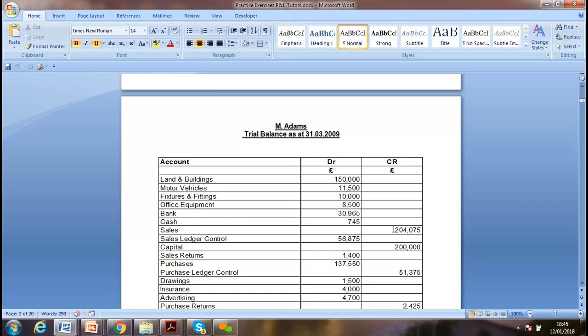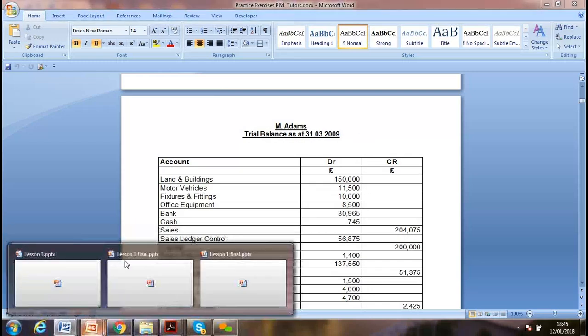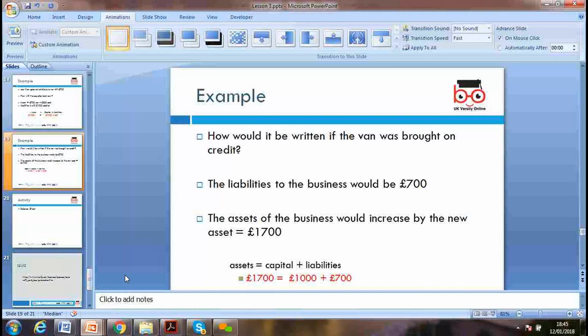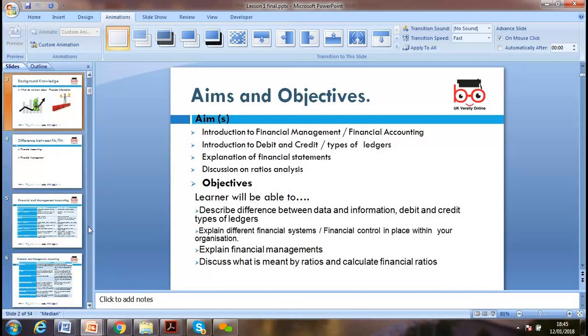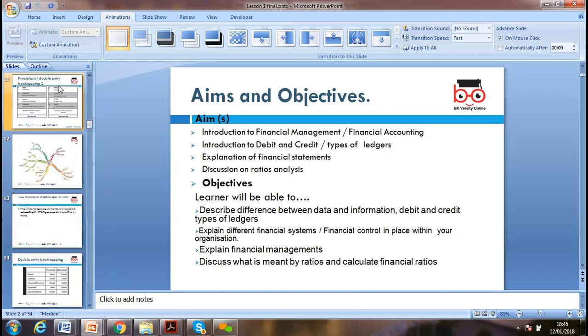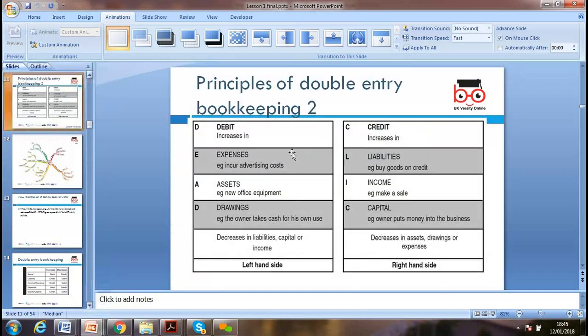Income goes on the credit side. When you open lesson one, that's the slide. When you look at it, that will clear it up. D means debit. Any expense we have will be debit. Any asset we have will be debit. Any drawing we have will be debit. And debtors will be debit as well.